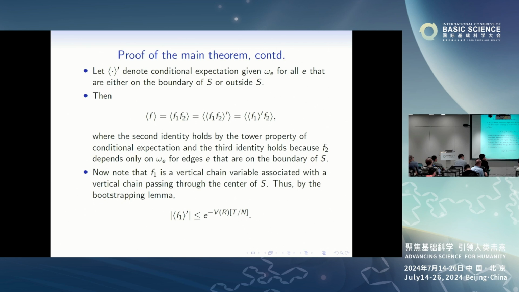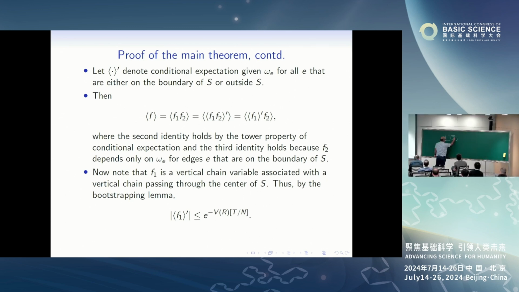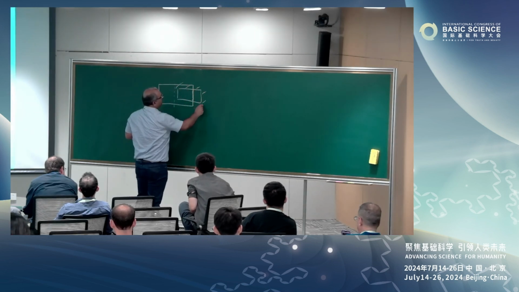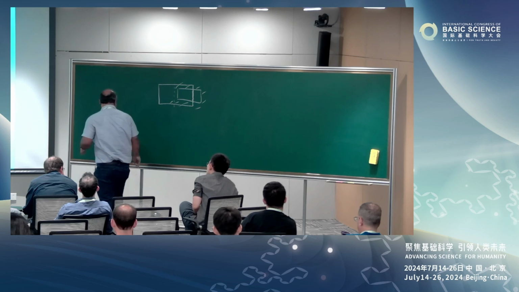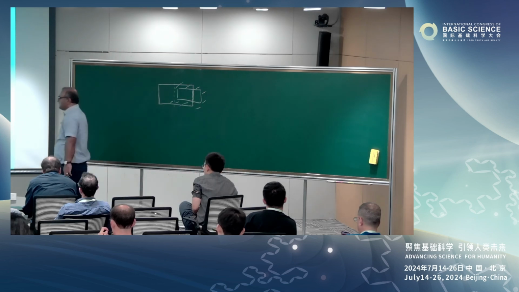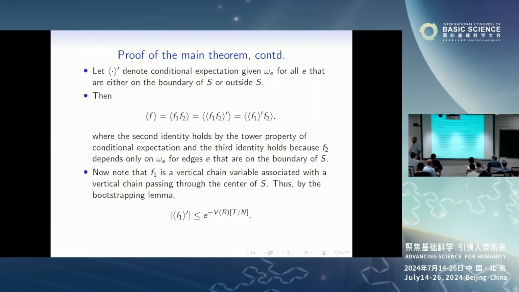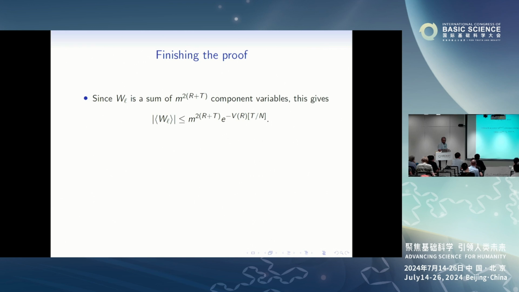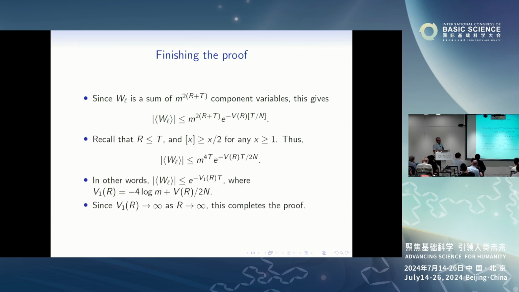Okay, so you have this Wilson loop, and then what you do is you condition on everything except maybe this region. And this is your vertical chain variable here. As soon as you condition on everything outside this region, you are only left with the expectation of this part, and this is bounded by e to the minus VR times t. So this wraps up the proof of the main theorem.